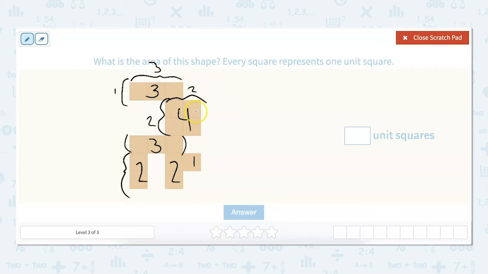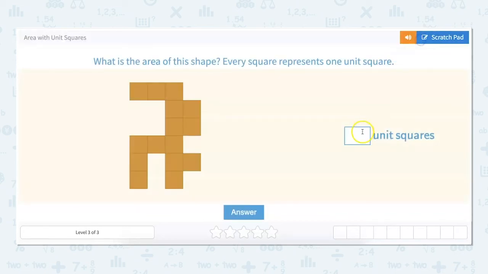And then we go ahead and count. So we have 3 plus 4 is 7. 7 plus 3 is 10. 10 plus 2 is 12. 12 plus 2 is 14. 14 plus 1 is 15. So our answer is going to be 15.